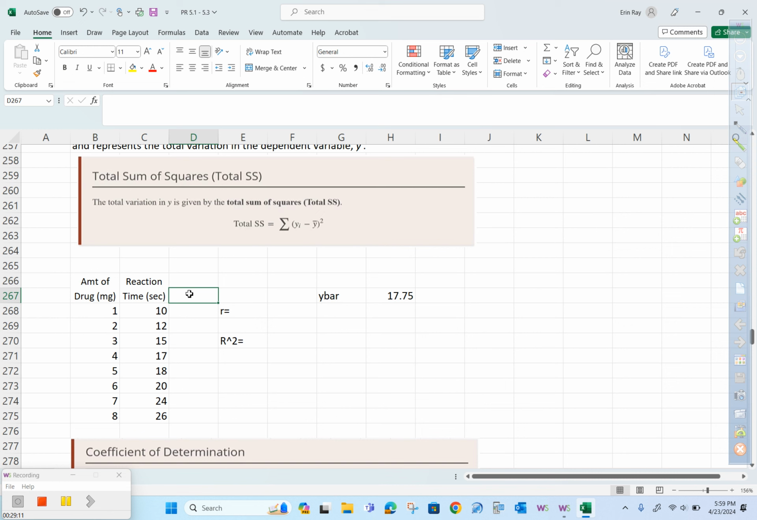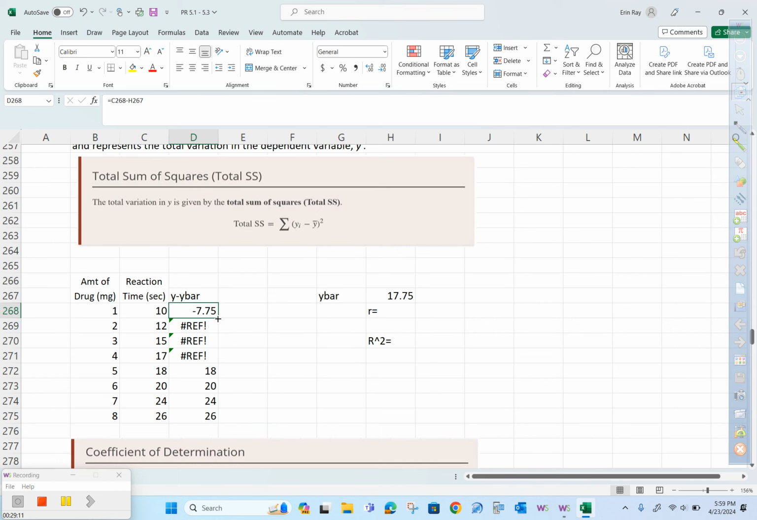So in order to do our difference, we would take y minus y bar, so equals, grab your y value, minus our y bar that we found, and drag it down. Okay, just like last time, we need to square those. Okay, let's move these over to the side. Do a Control X, move them over here, Control V. We'll come back to those.